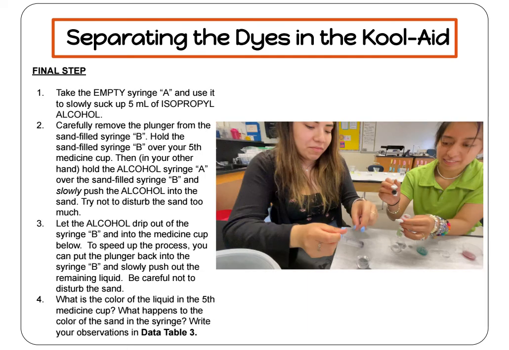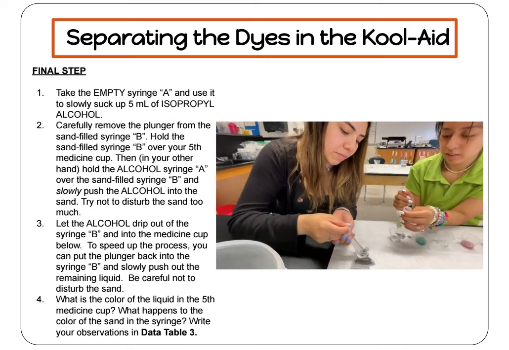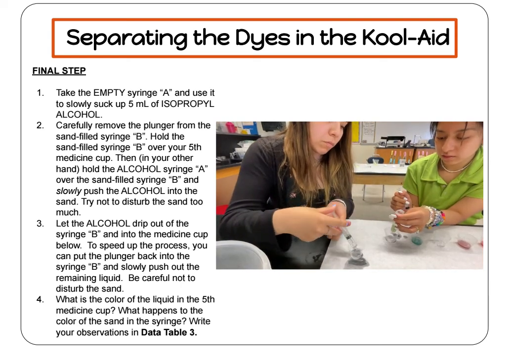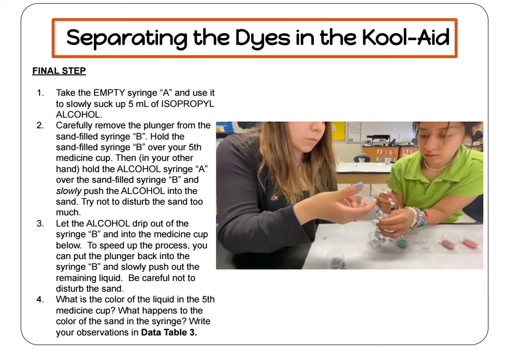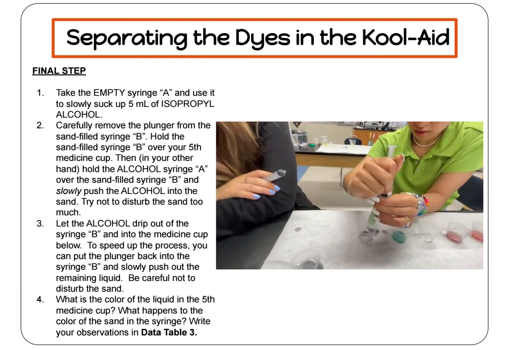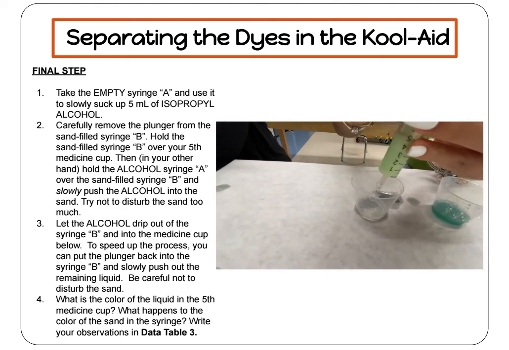For our final step, we're going to do one last separation to make sure that we got all of the color out of our sand. So to do this, we are slowly going to suck up 5 milliliters of isopropyl alcohol into syringe A and hold syringe B, our column, over our 5th medicine cup. Then we're going to slowly push the alcohol from syringe A into syringe B and let it either drip out or use our plunger to push it through the syringe.